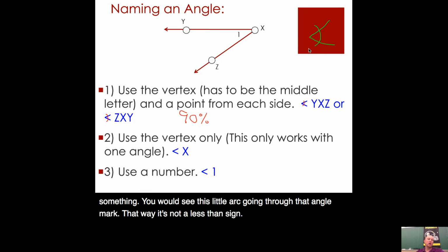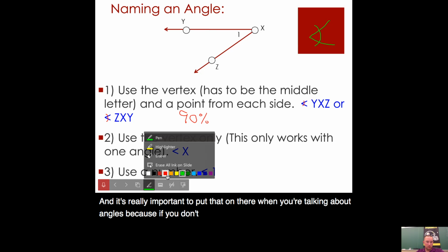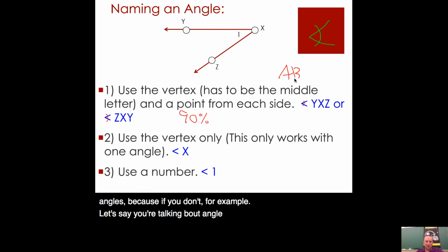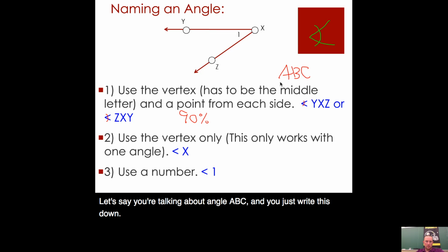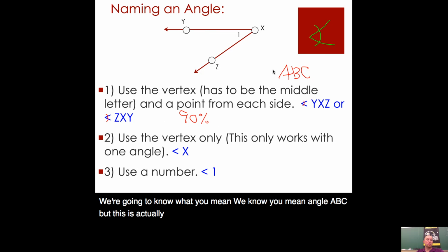And it's really important to put that on there when you're talking about angles, because if you don't, for example, let's say you're talking about angle ABC and you just write this down. We're going to know what you mean. We know you mean angle ABC, but this is actually read as a plane if you don't put the angle mark in front of it. So that's really, really important.